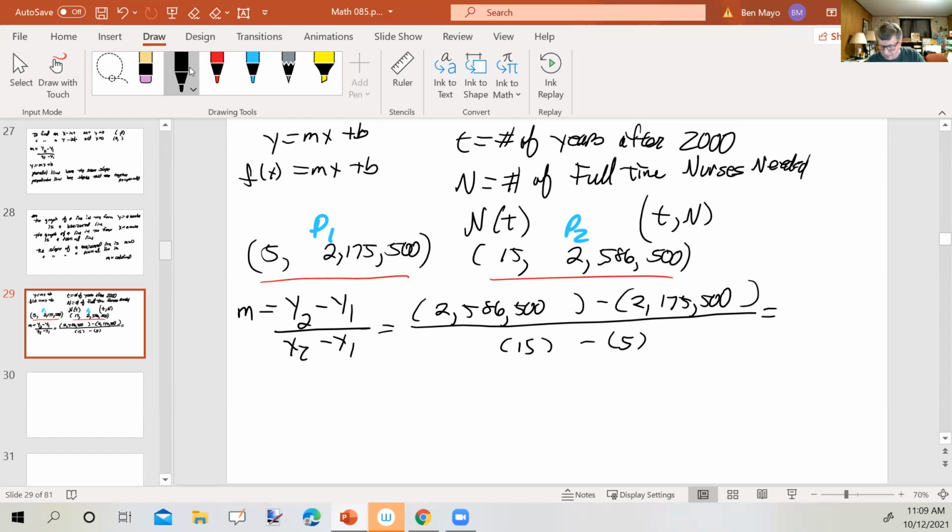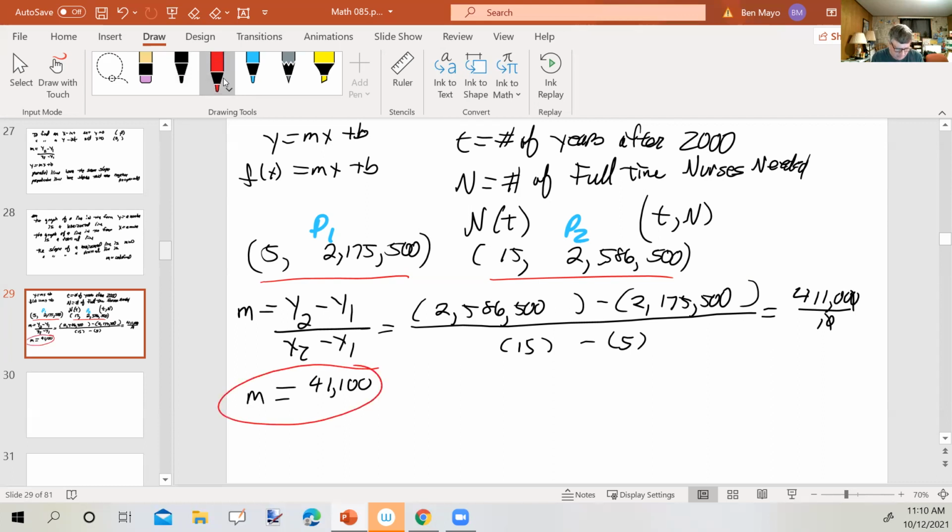Okay, so calculator time. 2,586,500 minus 2,175,500 equals 411,000. 15 minus 5 is 10. 411,000 divided by 10, so you'd basically get rid of a zero in the numerator, right? Because you'd cross one out, one out. So the slope is 41,100.